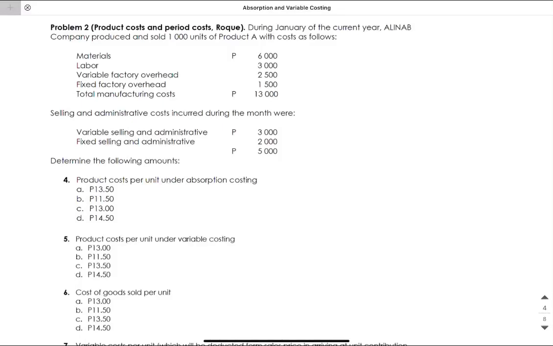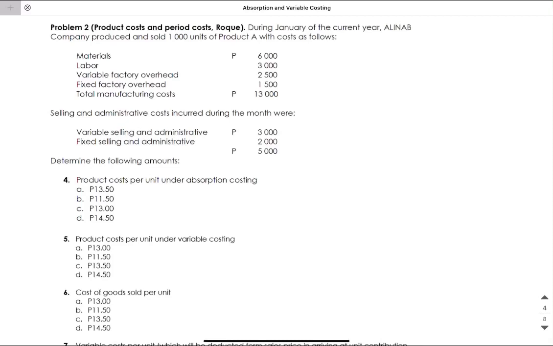Okay, class. So let's proceed to problem number 2. In problem number 2, there are only minor computations. We'll just have to reiterate some concepts regarding absorption and variable costing again: product cost and period cost.